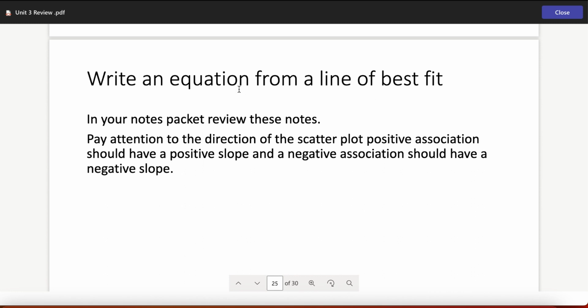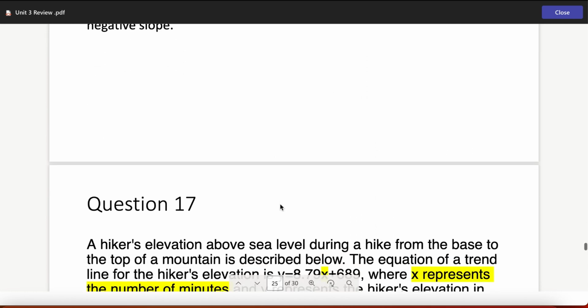So here, write equation from the line of best fit. Review these notes. Just pay attention. We're going to move on from this, just an instruction.